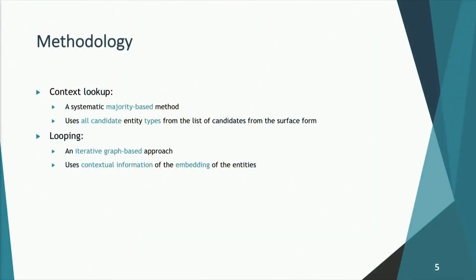So we present two different methodologies. Our first method is context lookup, and the second one is looping. In the context lookup, what we are presenting is a majority-based method that uses all the candidates and all the types of these candidates from the entities. And what we are presenting in the looping approach is an iterative graph-based approach that uses the embedding of the entities in order to provide the annotation and disambiguation. So we will look at them more precisely.